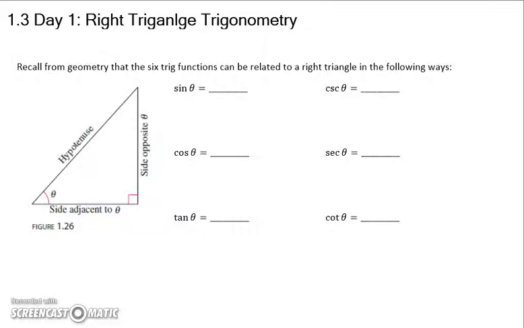Alright, in this video we're going to talk about section 1.3 day 1, right triangle trig. So recall from geometry that these 6 trig functions can be related to a right triangle in the following ways. So sine of theta, and theta is going to be one of our acute angles. Sine of theta is opposite side over the hypotenuse.